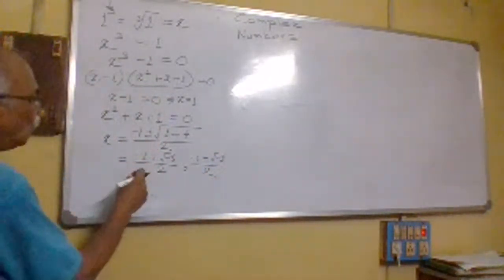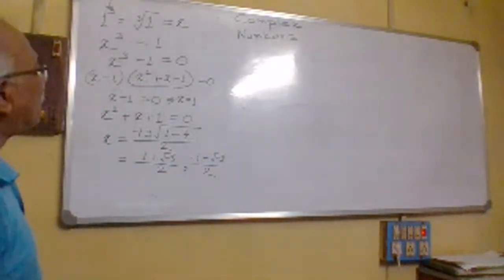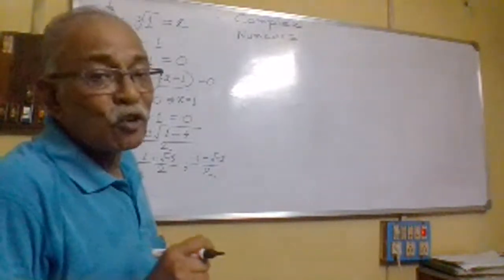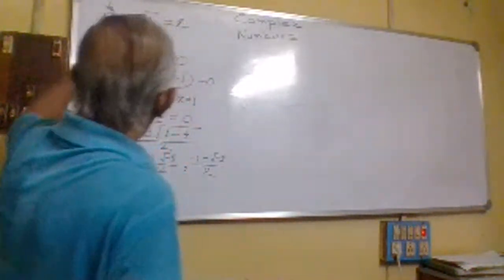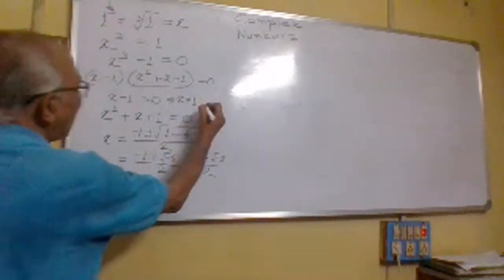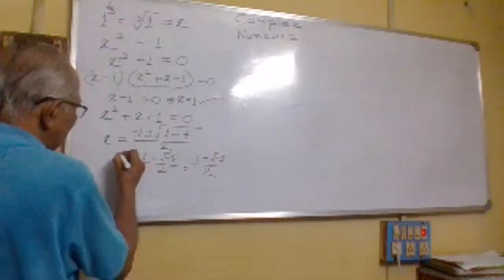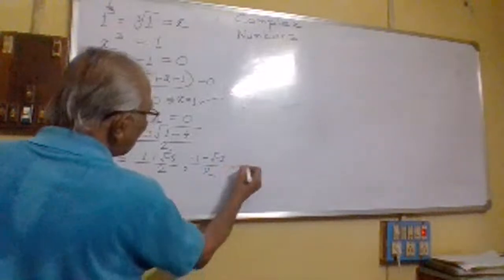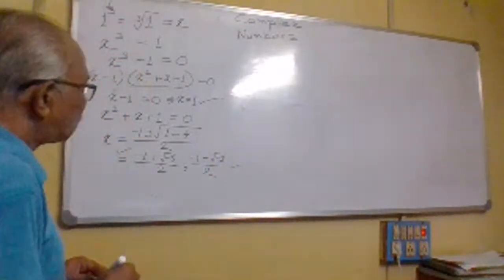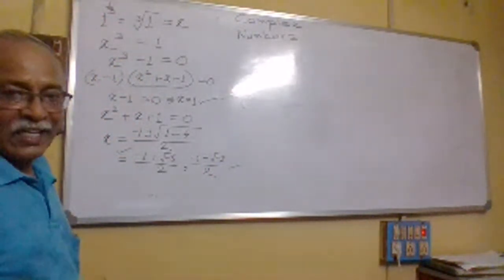We are getting two solutions. Hence we are getting three solutions of cube root of unity. One is the value one, this is another, this is the third one. These are the three solutions we are getting.